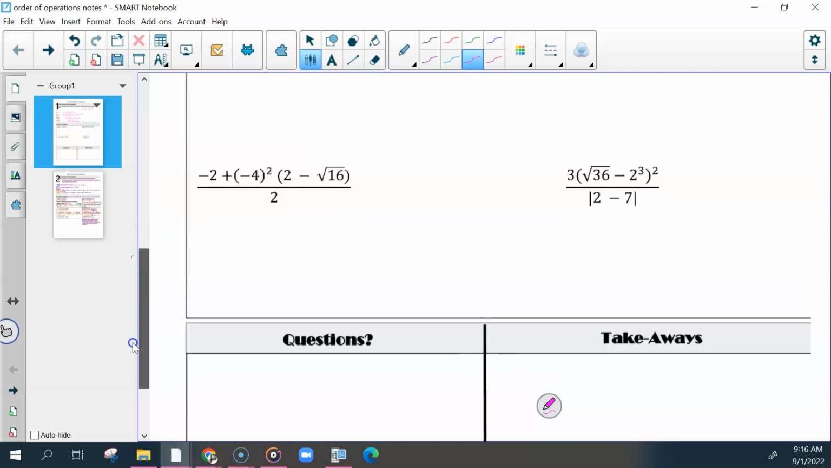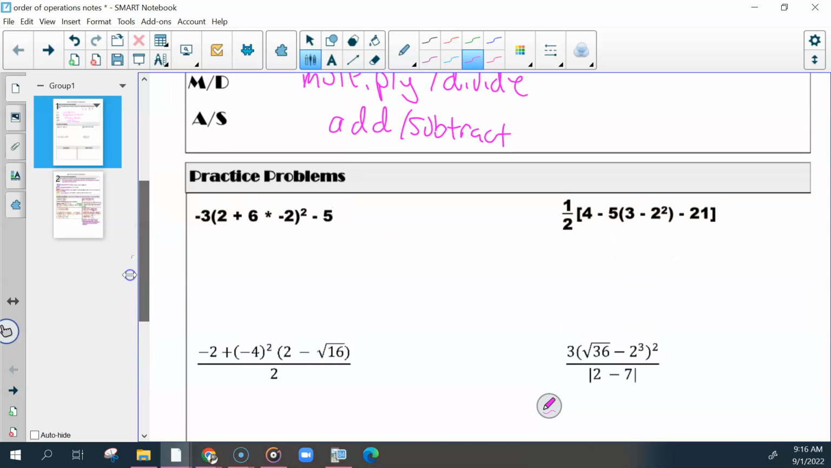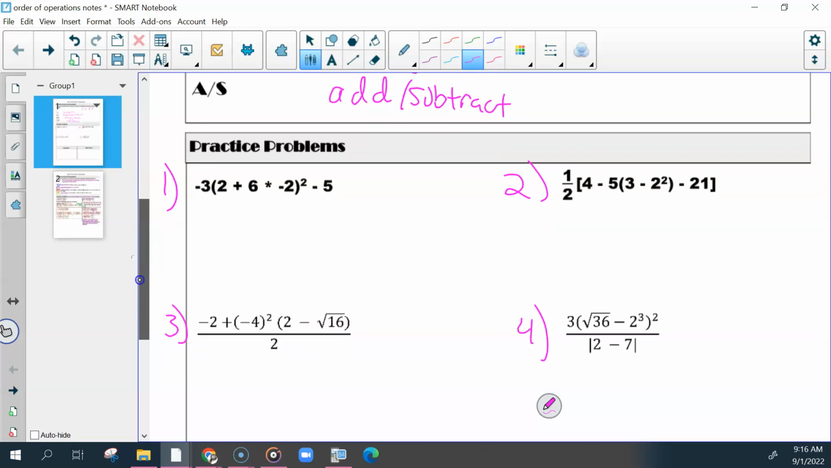If we end up doing all four, that's fine. Of these four, which ones do we want to do together? Let's label these 1, 2, 3. Which ones look like you're not sure where to start? Let's do it together. So 3, Lacey, 4.